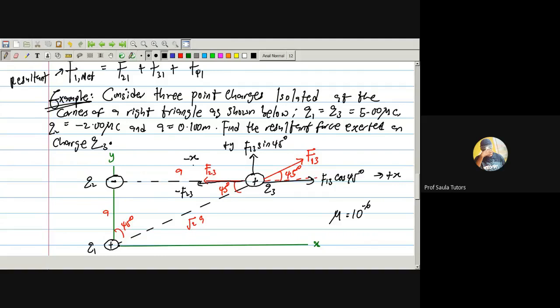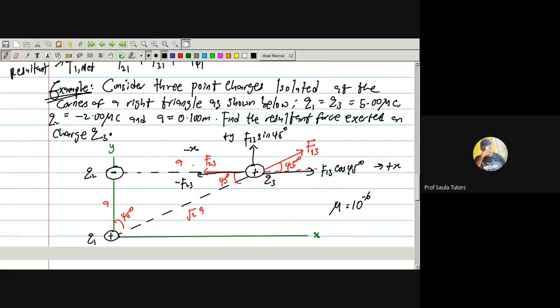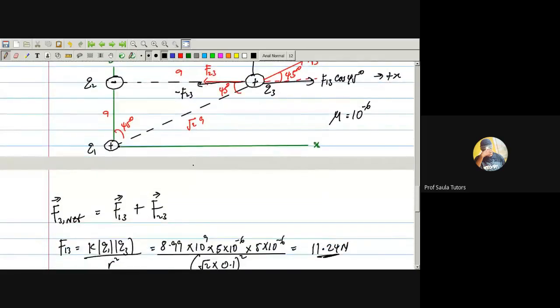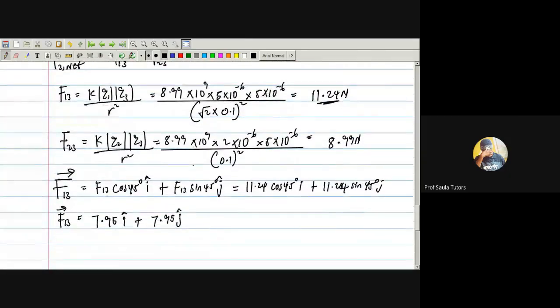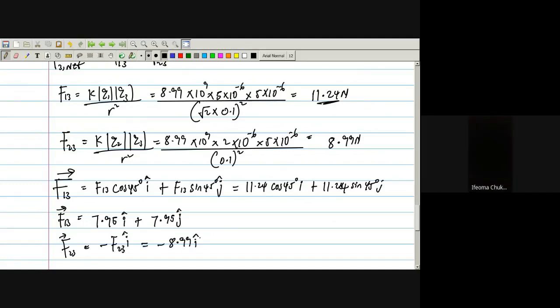So, what is now the resolution? It's very easy. You're just going to say, okay, my F23 will be equal to negative F23 i. It's just going to the negative axis, and that's minus 8.99 i altogether.